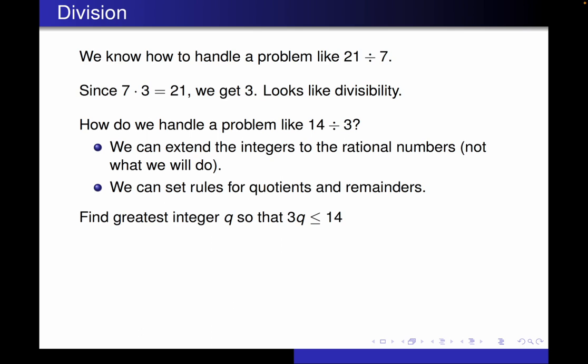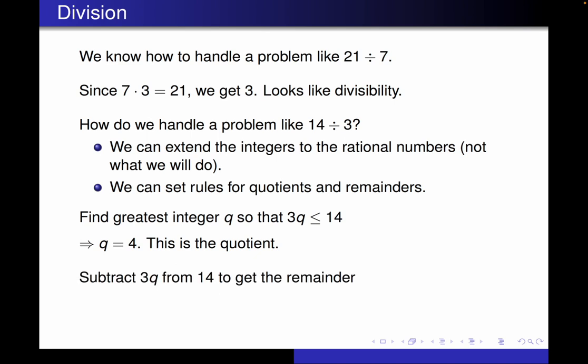So when we do 14 divided by 3, we're going to first find the biggest integer q that we can, such that 3 times q is less than or equal to 14. So it's less than or equal to 14, but the biggest quotient that we possibly can. In this case, it's q equals 4, because 4 times 3 is 12. If we do 5, that's going to give us 15, which is bigger than 14. That's going to be what we call the quotient.